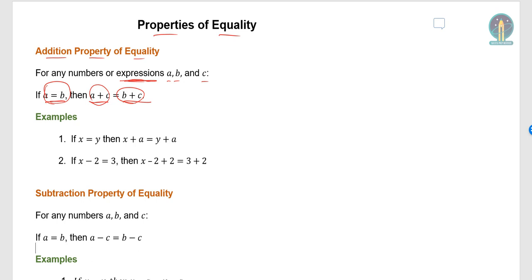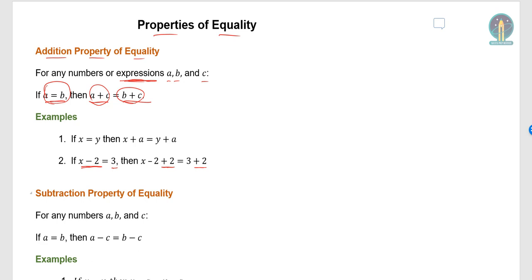Here are some examples. So let's look at expressions x and y. If they happen to be equal, if you were to evaluate them and they turn out to be equal, such that x and y are equal, then x plus a is equal to y plus a. If x minus 2 is equal to 3, these are two expressions, right? X minus 2 and 3. Then x minus 2 plus 2 is the same as 3 plus 2. Okay, so adding the same value or the same constant to both sides keeps both expressions equal.